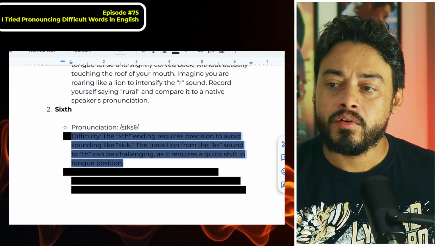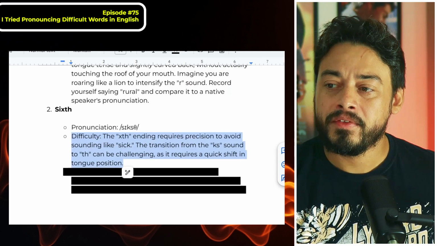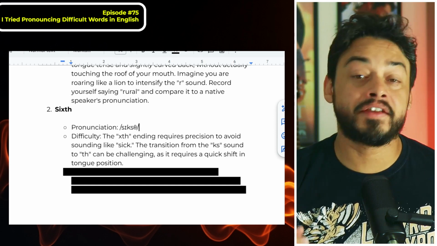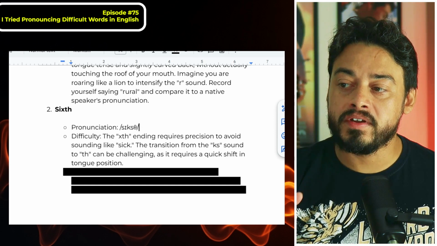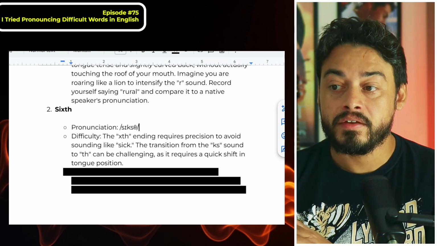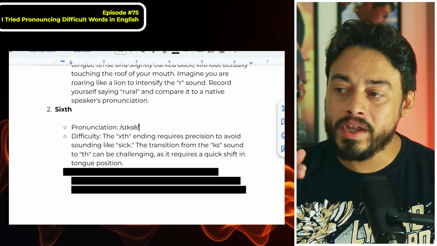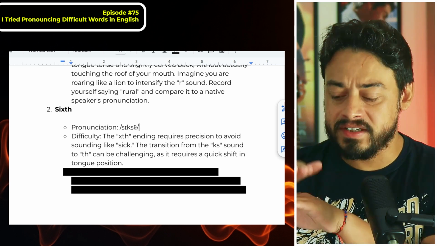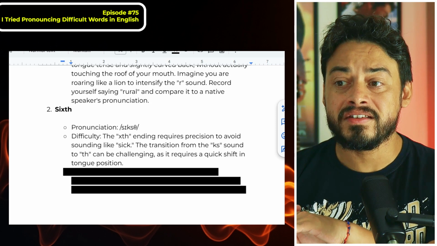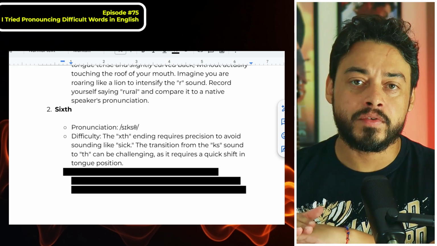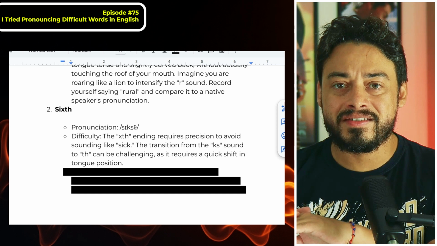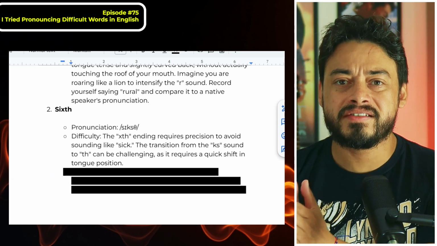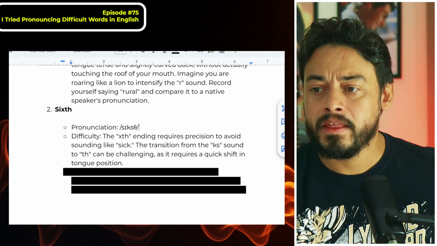What is difficult about this word? Look, this ending requires precision to avoid sounding like sick, for example. The transition from the S sound to the TH sound can be challenging, as it requires a quick shift in tongue position. So you start by going six. My tongue is retracted for the S, six, but then it has to come out for the voiceless TH, sixth. And then doing that in close succession can be tricky. All right? It can be a hard one.